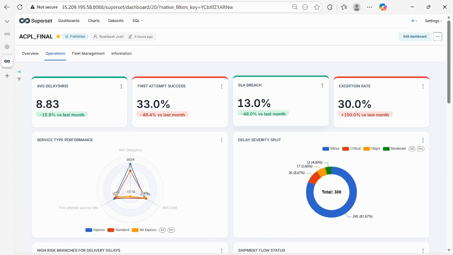Next is the exception rate. This indicates how often delivery issues occur, such as damage, returns, or lost shipments. It's a quick way to spot operational problems.